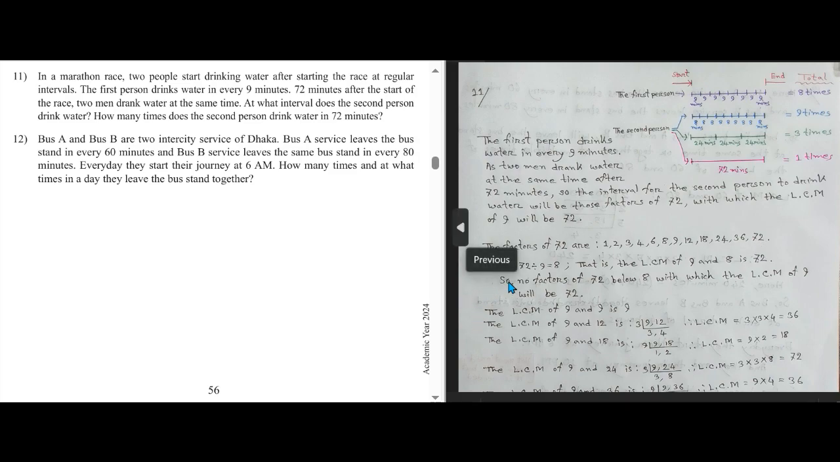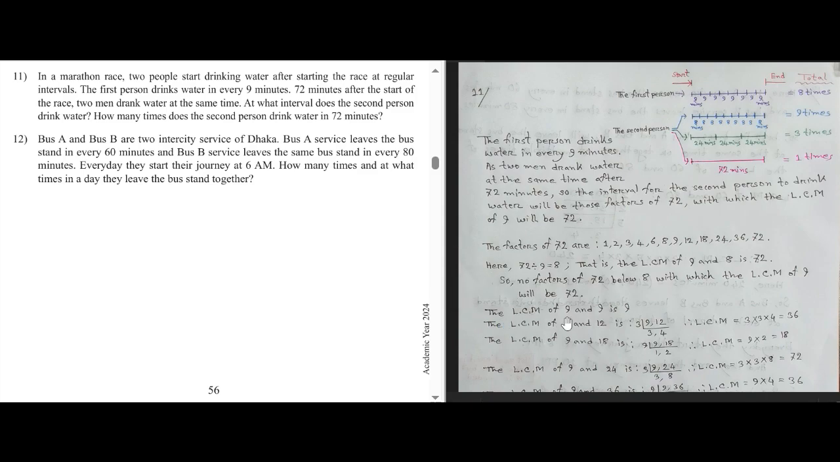Here 72 divided by 9 equals 8. That is, the LCM of 9 and 8 is 72. So there are no factors of 72 below 8 with which the LCM of 9 will be 72. So we should not determine the LCM of 9 and 1, or 2, 3, 4 or 6, because the LCM of 9 and 8 is 72. So we can start from 8.